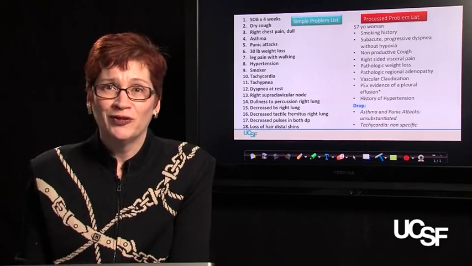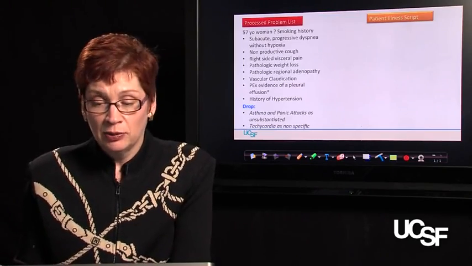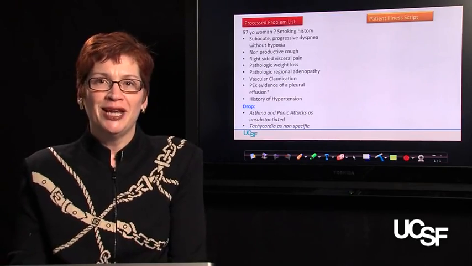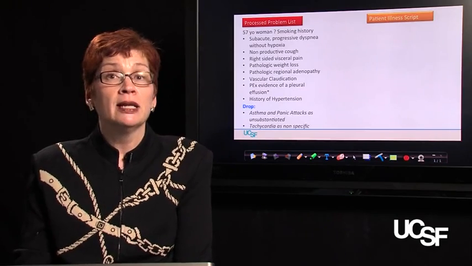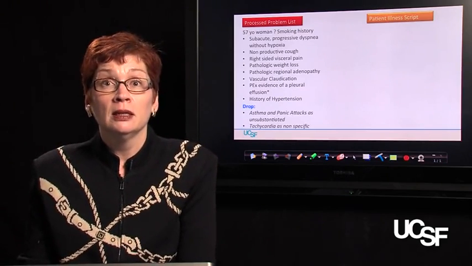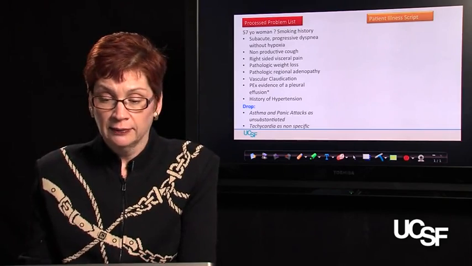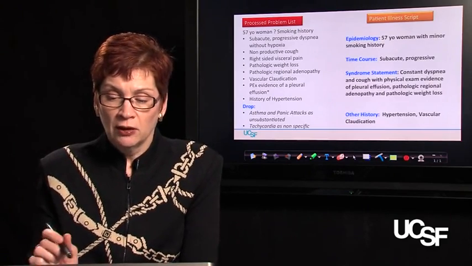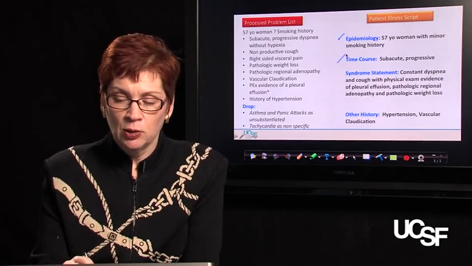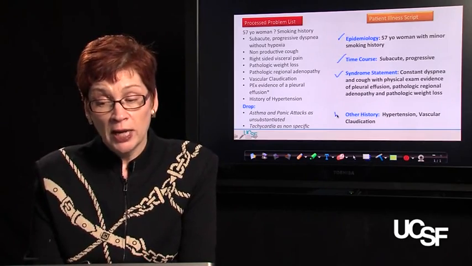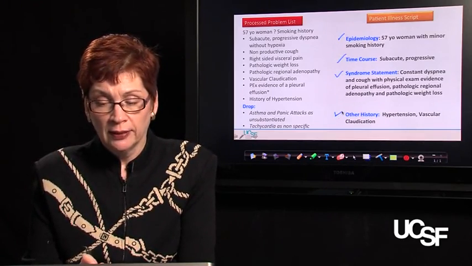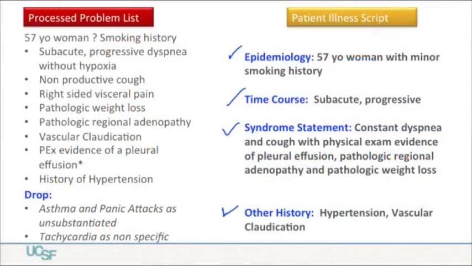Good. Where do we go from now? So we take that process problem list and we put it into a patient illness script so that it looks a lot like the disease illness scripts that are already in our brain that might be relevant to this patient's chief complaint. And we use our 4 statements: epidemiology, time course, syndrome, classic signs and symptoms, and for the patient illness script, other history.